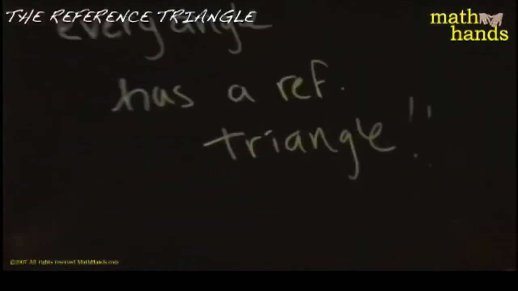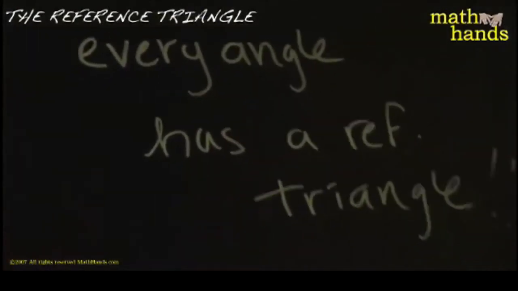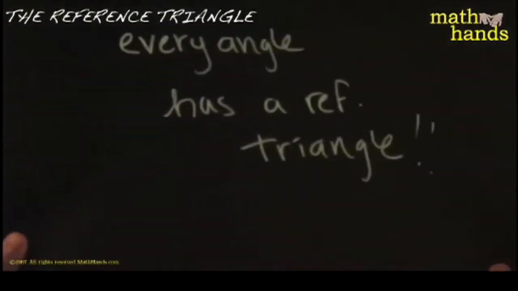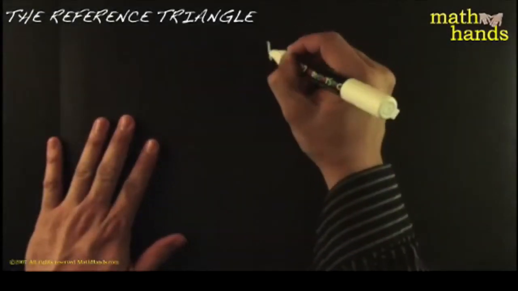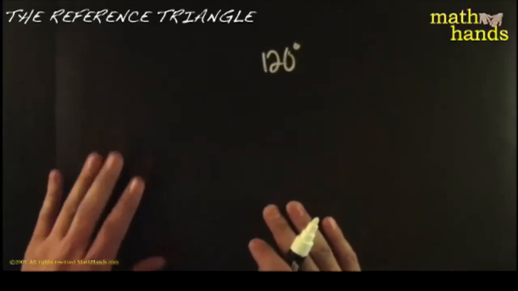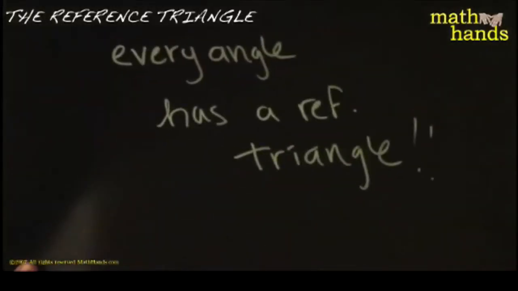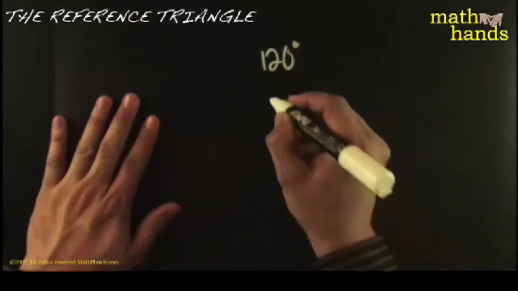Okay, again, let's try another example. Again, what's the name of the game today? Every angle has a reference triangle. What's the lesson for today? Every angle has a reference triangle. So let's say 120 degrees. Every angle has a reference triangle, so this one must have a reference triangle.